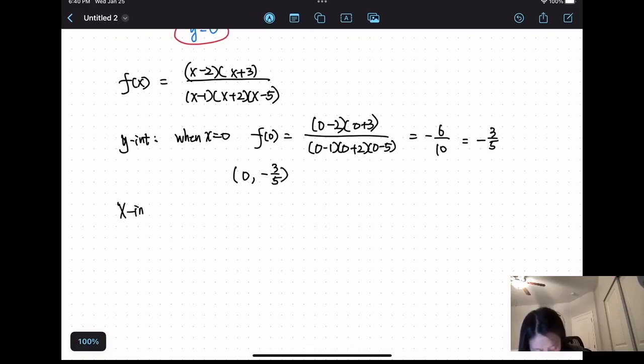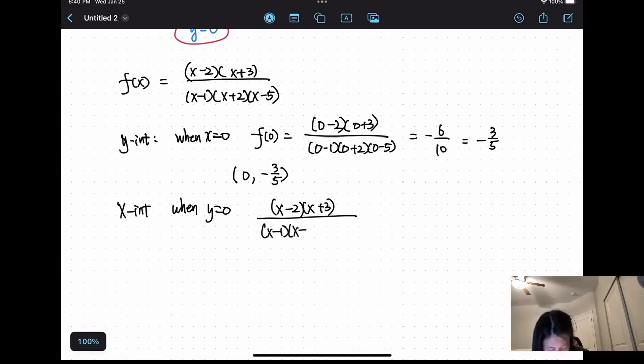For the x-intercept, it's when y equals 0. That means I want the function equal to 0. So in this function, you set it equal to 0. That looks really complicated to solve, but it's not.